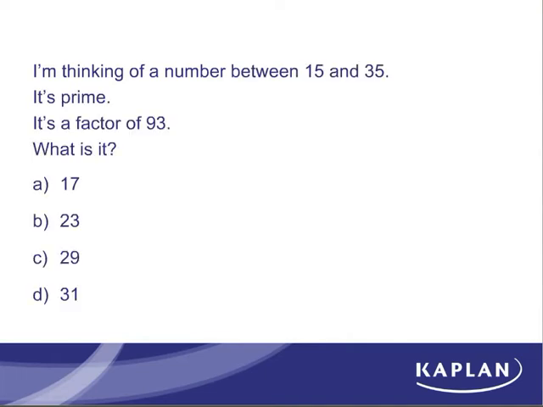So let's try again. This time, I can tell you that I'm thinking of a number between 5 and 35 that's prime and a factor of 93. What is it? Of course, now you can tell me without much time to think that the answer is 31. And that's simply because I gave you some clear parameters to help you think about the question.